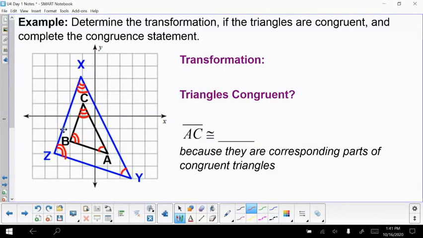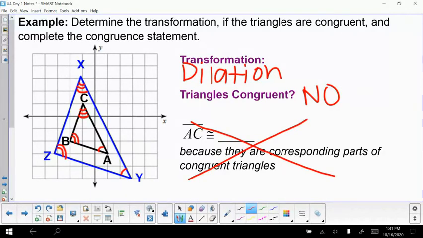Then the next one, if we started with triangle ABC and then ended up with the blue triangle, this is a dilation. So the triangles are not congruent. And we can't do this part because the triangles are not congruent. If you have congruent triangles, then all the corresponding sides and angles are congruent. But in this case, it's only the angles. Even though all the corresponding angles are congruent, that doesn't necessarily mean that all the corresponding sides are too. It would have to be all of it. Since we just had congruent angles and there weren't any congruent sides, that happens with a dilation. We do not have congruent triangles.